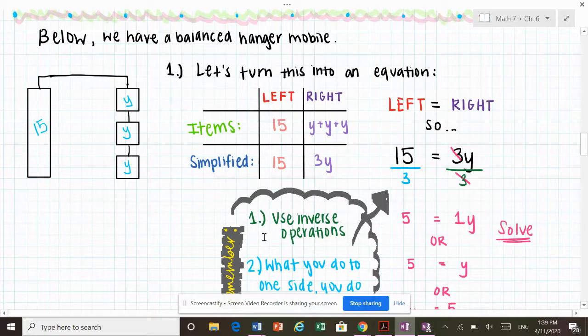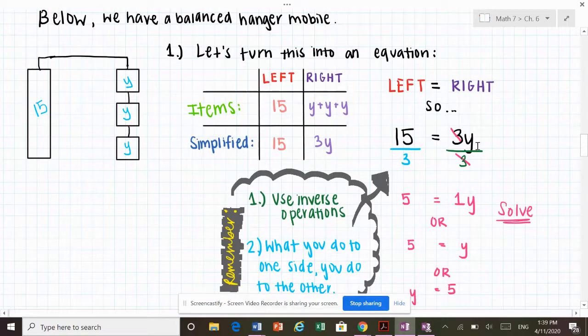So let's look at the first rule. We have using inverse operations. So if I have 3 times y, instead of multiplying, I'm going to do the inverse of multiply. I'm going to divide. So divide both sides by 3. I'm going to divide 3y by 3, which is 1y. What you do to one side, you do to the other. That's our second rule. So because I divided by 3 here, I'm going to divide by 3 on the left side. So 15 divided by 3 is 5. And that should give you 5 equals 1y.